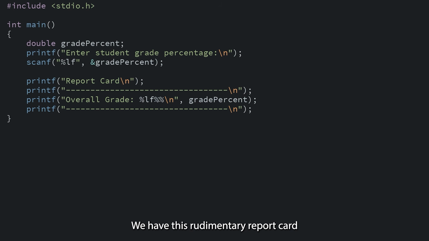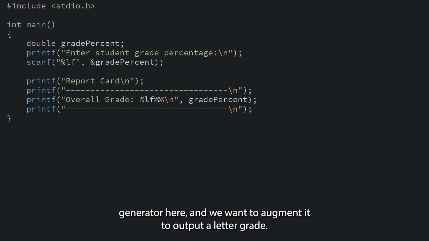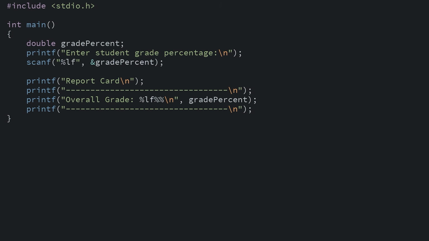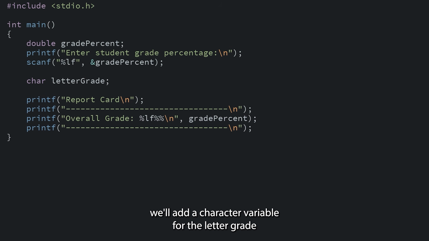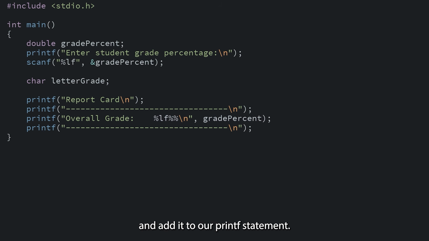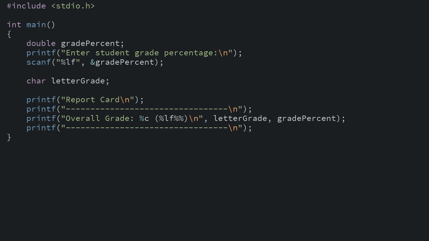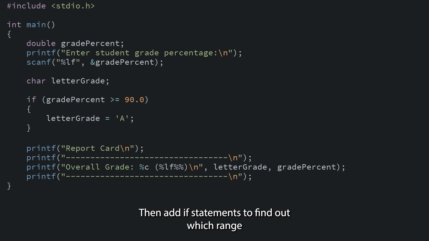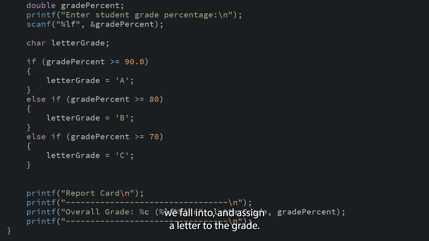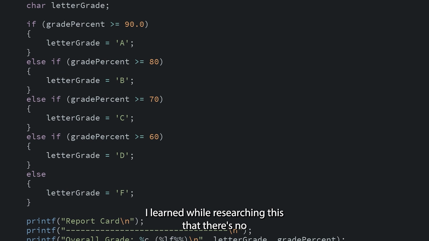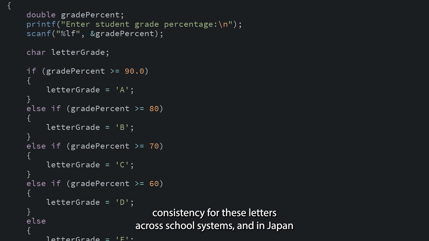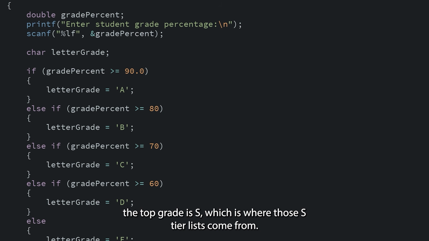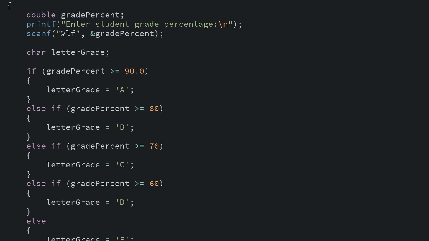We have this rudimentary report card generator here, and we want to augment it to output a letter grade in addition to the percentage. We'll add a character variable for the letter grade and add it to our printf statement. Then add if statements to find out which range we fall into and assign a letter to the grade. I learned while researching this that there's no consistency for these letters across school systems. And in Japan, the top grade is S, which is where those S tier lists come from. I'm going to guess everyone knew that but me.